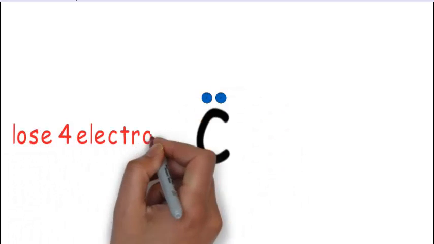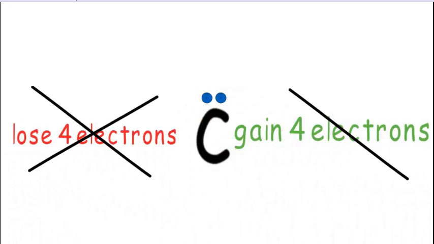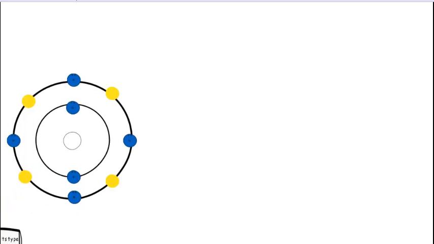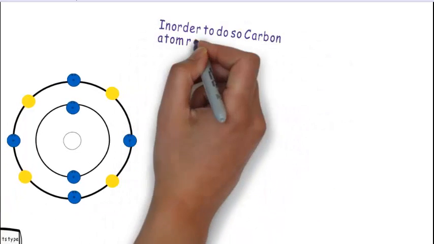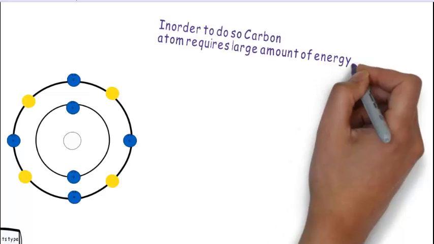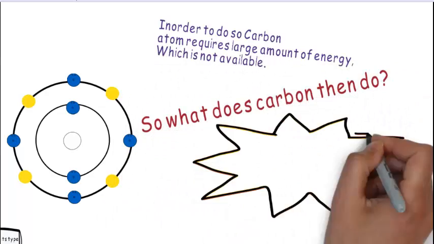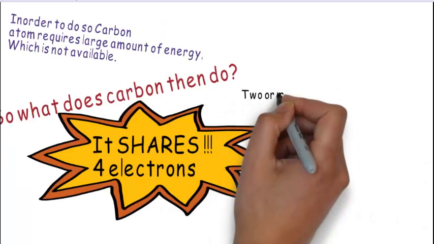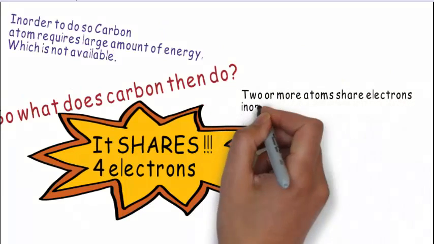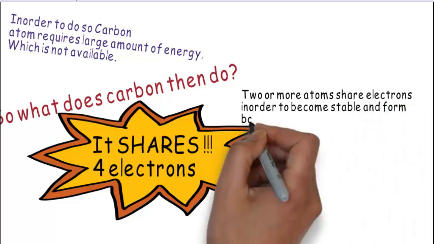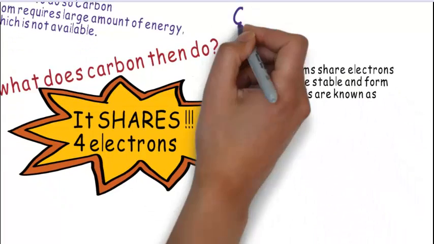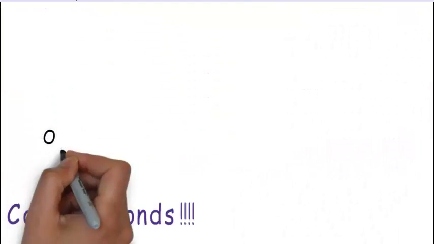Carbon can either lose 4 electrons or gain 4 electrons, but it does neither, as doing so requires a large amount of energy which is not present. So what does carbon then do? It shares 4 electrons. 2 or more atoms share electrons in order to become stable and form a bond, and such bonds are known as covalent bonds.